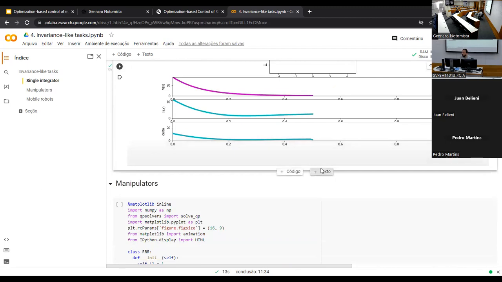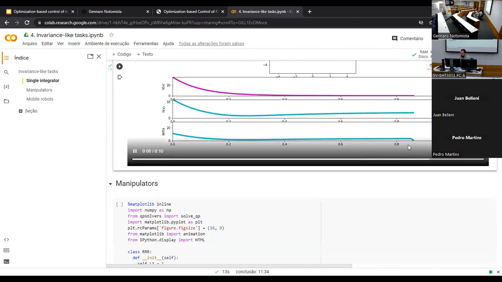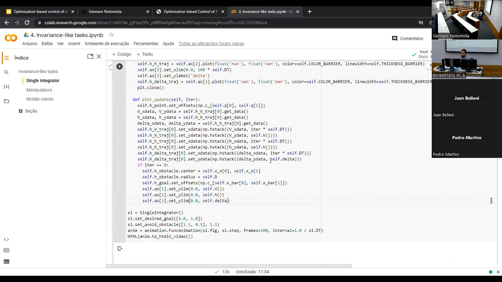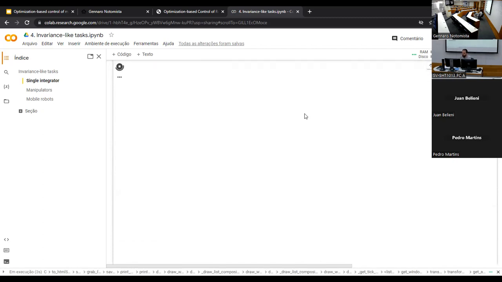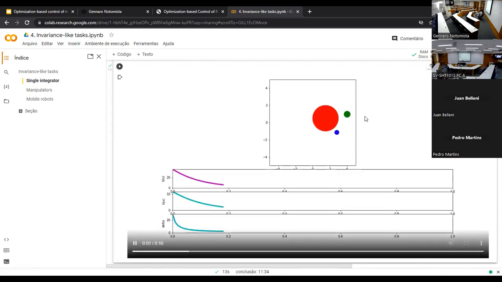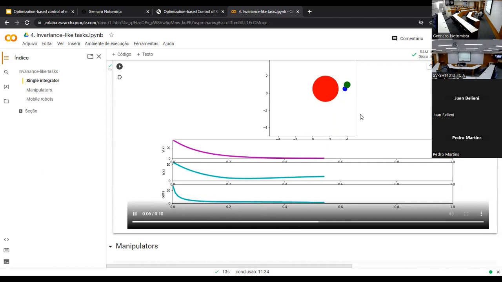Wait, I think I can see. This will show the trajectory of the optimal delta, the optimal slack line, as the task. Yeah, that's a good reason. So, short at the beginning is something, and then it goes to zero, or very close to zero, when we exit the task.